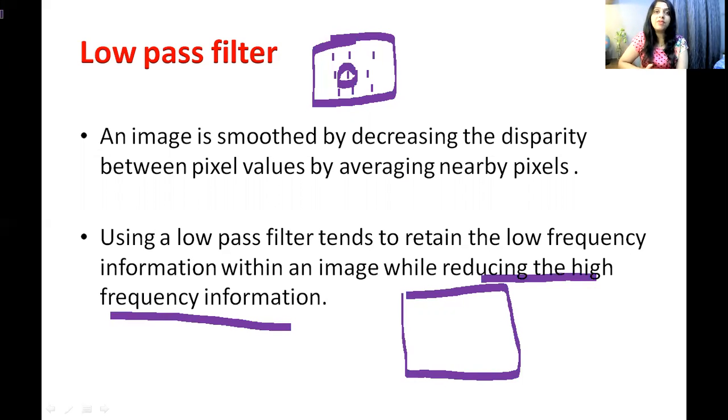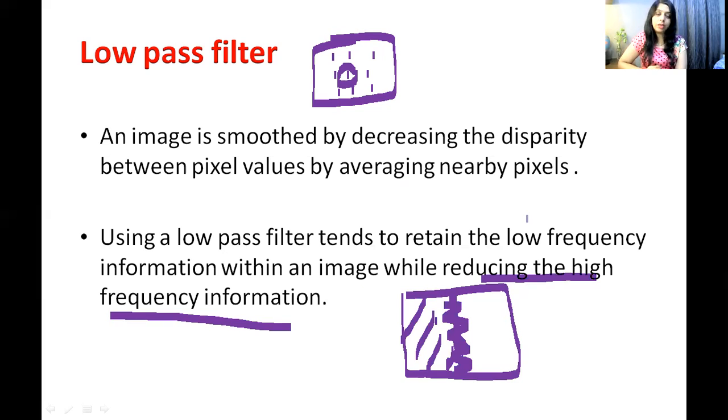What is the meaning of high frequency information in the image? Suppose this is an image and it is completely black on this side and completely white on this side. You can find here an exact boundary between black and white. This particular boundary is known as high frequency information. So low pass filter will blur this boundary, and that's why it is said that it will reduce high frequency information.